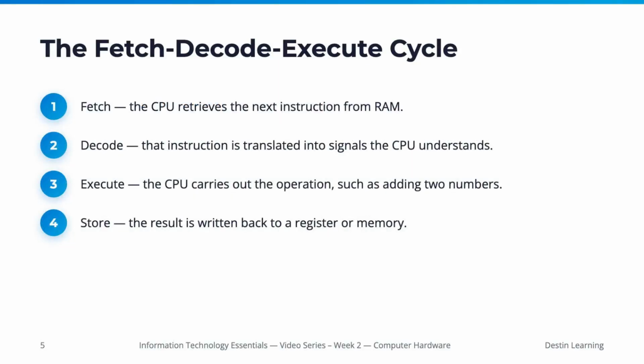Every instruction executed by the CPU follows a standardized sequence known as the fetch, decode, execute cycle. In the fetch stage, the CPU retrieves the next instruction from system RAM. During the decode stage, the instruction is translated into micro-operations and control signals that processor components understand. In the execute stage, the CPU carries out the designated operation, such as performing a mathematical calculation. Finally, in the store stage, the resulting output is written back to an internal register or system memory address.